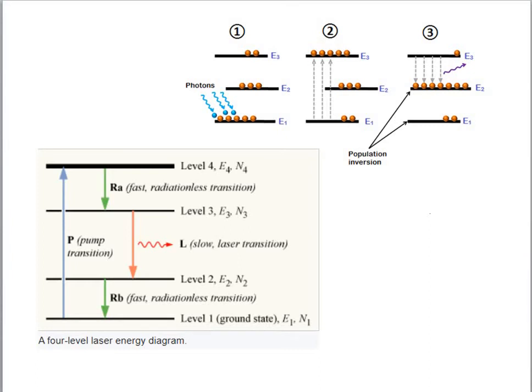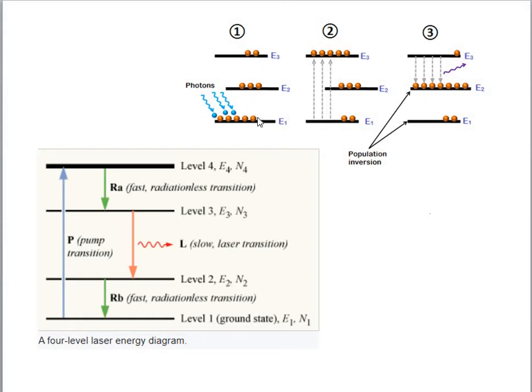So once again, population inversion is a non-equilibrium state of a material in which the population of the higher energy level, here N2, exceeds the population of the lower energy level N1. So population inversion is simply the case where the excited state is more populated than the ground state or lower energy state.